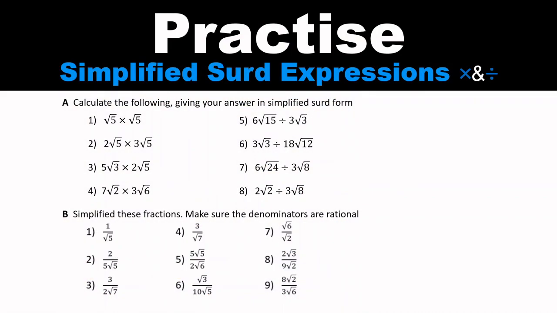Time for some practice now. So for part A of this practice exercise, I want you multiplying and dividing these surd terms together. And in part B, I've already given you some surd fractions. However, you need to make sure that the denominators of these surd fractions are rational. Go ahead and hit pause so you can copy those questions down. Go ahead and work through your answers and hit play when you're ready to take them up.